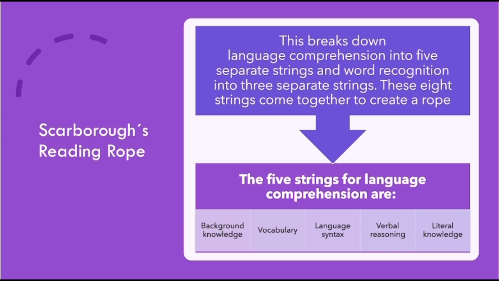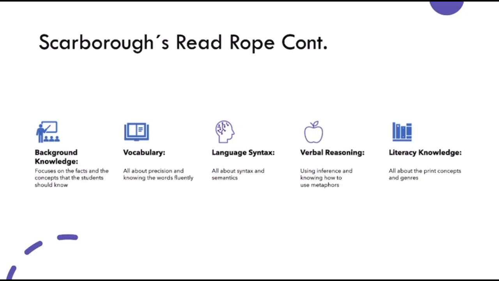So we'll take a deeper dive into those 5 specifically, just for the language comprehension part of it. So then we have background knowledge, vocabulary, language syntax, verbal reasoning, and literacy knowledge. Background knowledge focuses on the facts and concepts that the students should know. Then vocabulary is all about precision and knowing the words fluently.